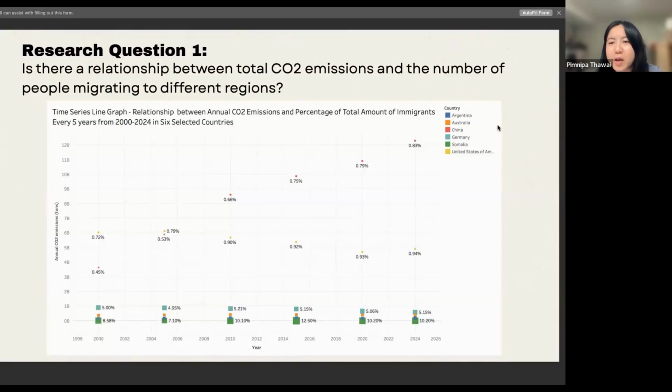And from the two data sets, we then explore the relationship of the total CO2 emission and the number of people migrating to different regions. In order to answer our research question 1, we calculated migration rates by dividing the number of immigrants from the immigrant stock data set by each country's total population each year. This allows for better cross-country comparison. We then use a time series line graph to show the relationship between annual CO2 emission and the immigrant percentages.